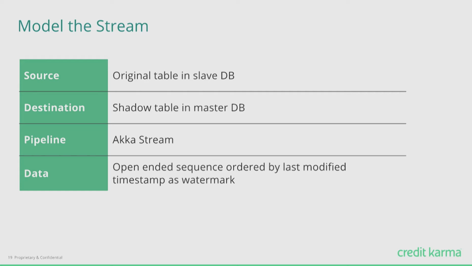And for the magic pipeline I was talking about, we're going to implement that using the Akka stream, the source, flow and sink pipeline. Then we have to model the data as a stream, right? So what is a stream? At the end, a stream is basically an open-ended data sequence. So we have to order the data in some way.